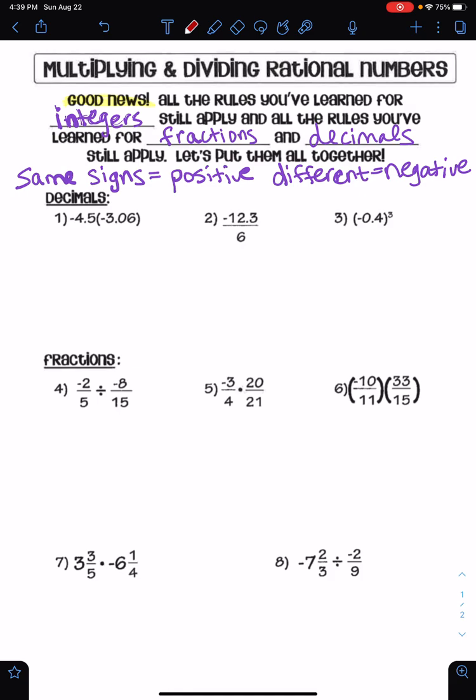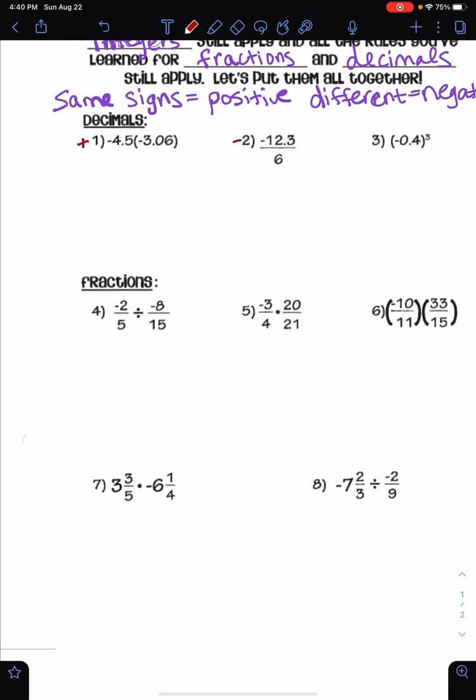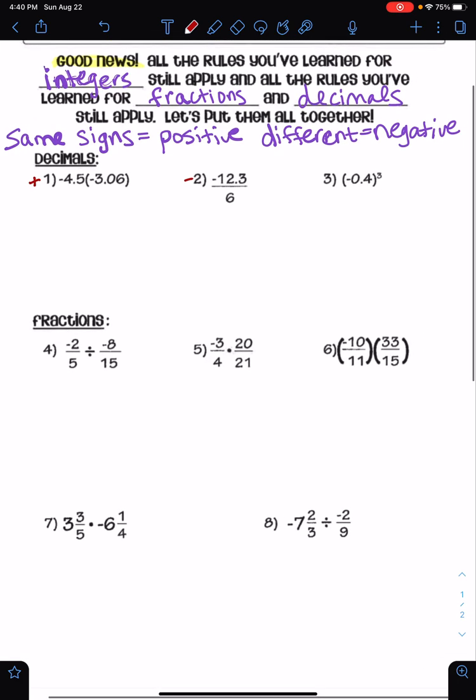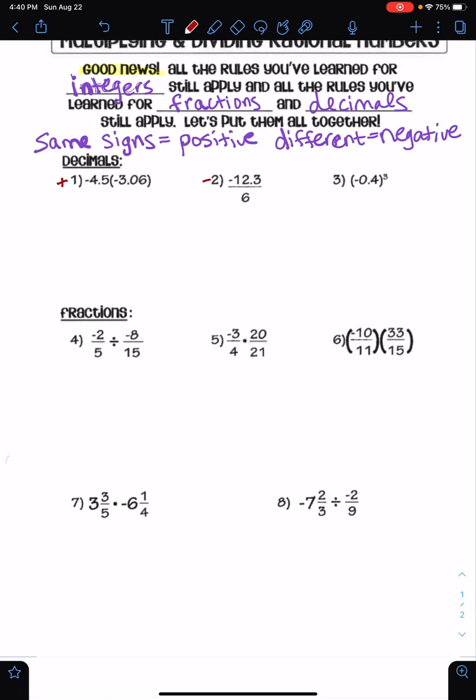Look at number 1, negative times negative. My answer is going to be positive. Number 2, negative divided by a positive. The answer is negative. Number 3, this one is actually going to be a negative times a negative times a negative, isn't it? So a negative times a negative, the first two is going to make it positive, and then that positive times the third negative is going to make it negative. For number 4, I have a negative divided by a negative, so my answer is positive.